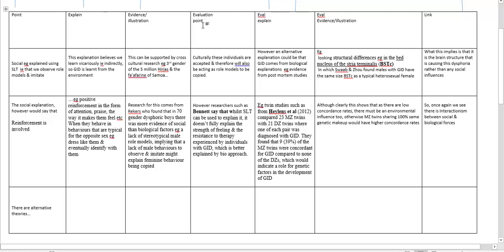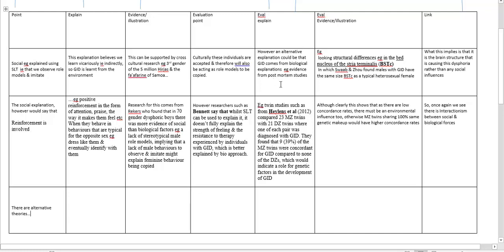However, so your evaluation, you're starting to do a however. Culturally, these individuals are accepted. Sorry, we could develop here. This is maybe developing this point, or we could put in a however. Culturally, these individuals are accepted, and therefore they're also acting as role models to be copied. So at this point, I'm just developing this. But then I'm going on to my however.